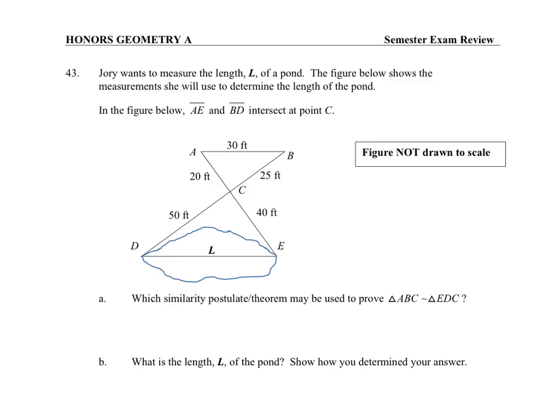Well, if we notice, we have 20 and 40 and 25 and 50. So those are proportional, and we know that this angle is congruent to this angle. So we really have the side-angle-side similarity theorem.